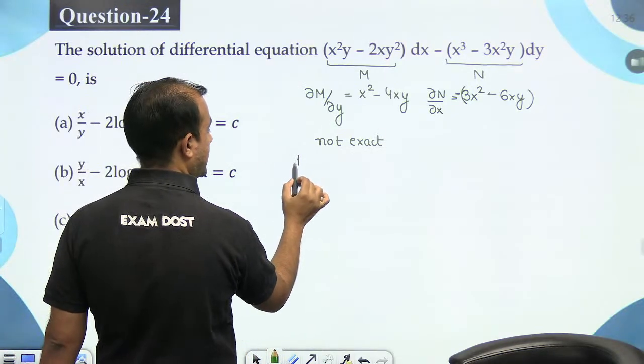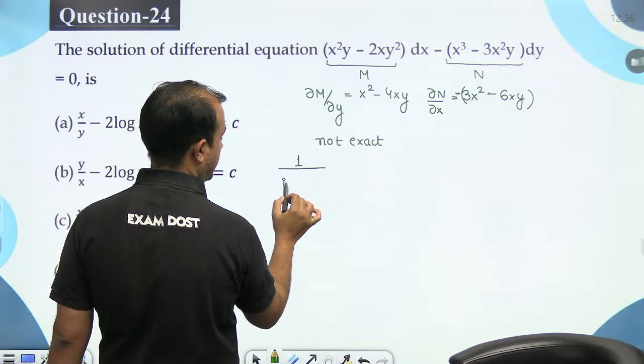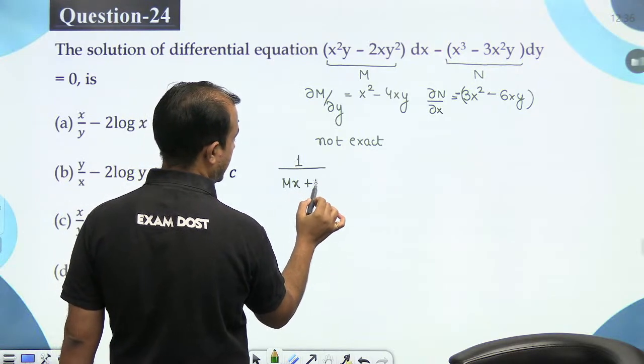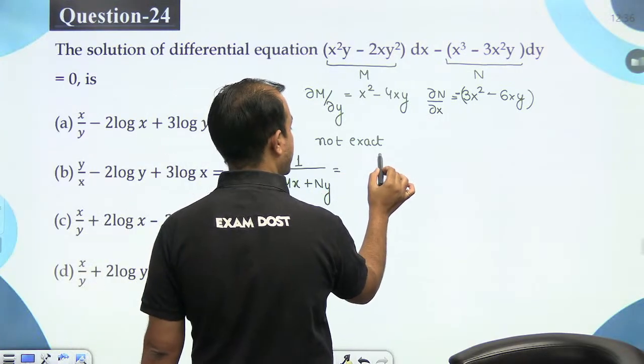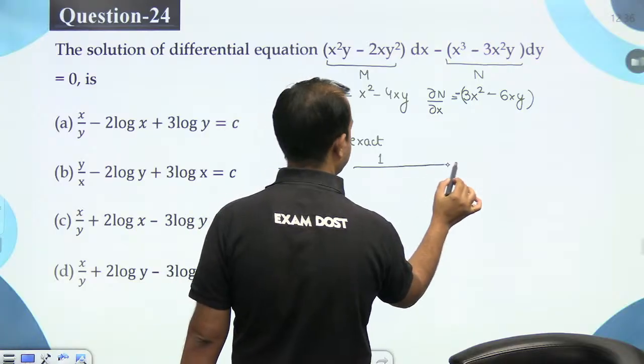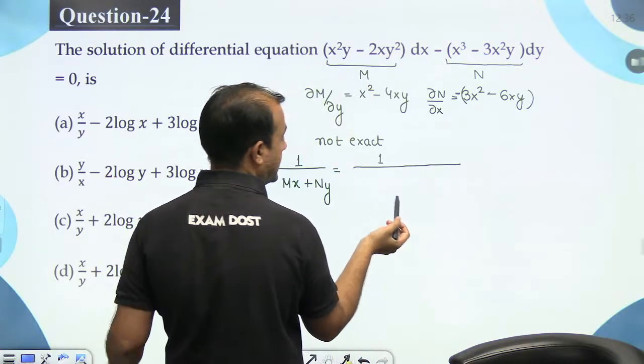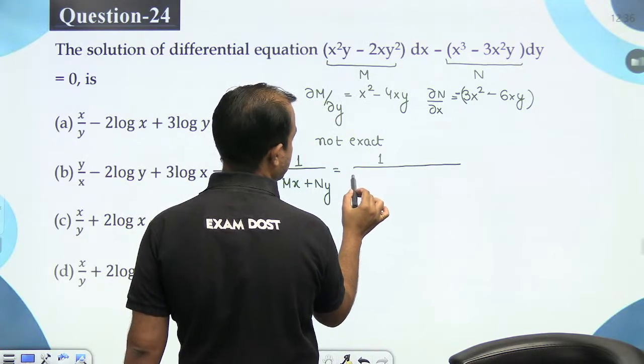Now let us try to find the integrating factor. First I will try like this: 1 by mx plus ny. There are 4 cases, so you have to try the cases one by one. But I will say the better method here will be to differentiate the options.